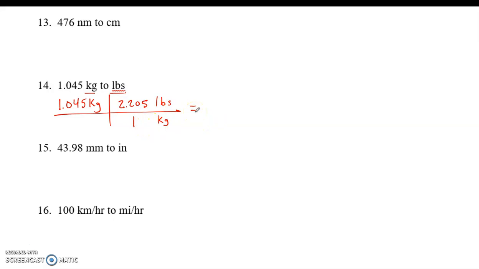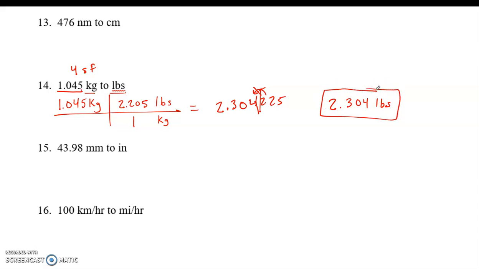If I type this into my calculator, I'm going to write out everything my calculator gives me. This is what my calculator gives me: 2.304225. But I count here, I have 4 sig figs. So I have to go 1, 2, 3, 4, cut it off here. The 2 does not make me round up. So I would just report this as 2.304 pounds. And that is how I would answer that one.